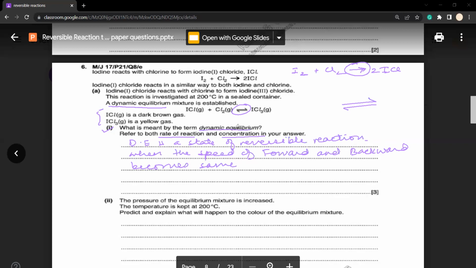And they're also asking us in terms of concentration. The speed remains the same, and the concentration of reactants and products remains unchanged.